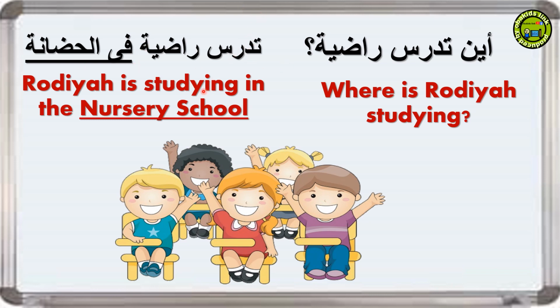تدرس is the verb, راضية the subject, في is حرف جر or preposition, and حضانة is اسم مجرور, but at the same time it's the object or مفعول به. في حضانة is just where Rodiyah is studying. Because in the question we are asking about where Rodiyah is studying, or fi hadanat. And in the reply we must show where Rodiyah is studying, or hadanat.